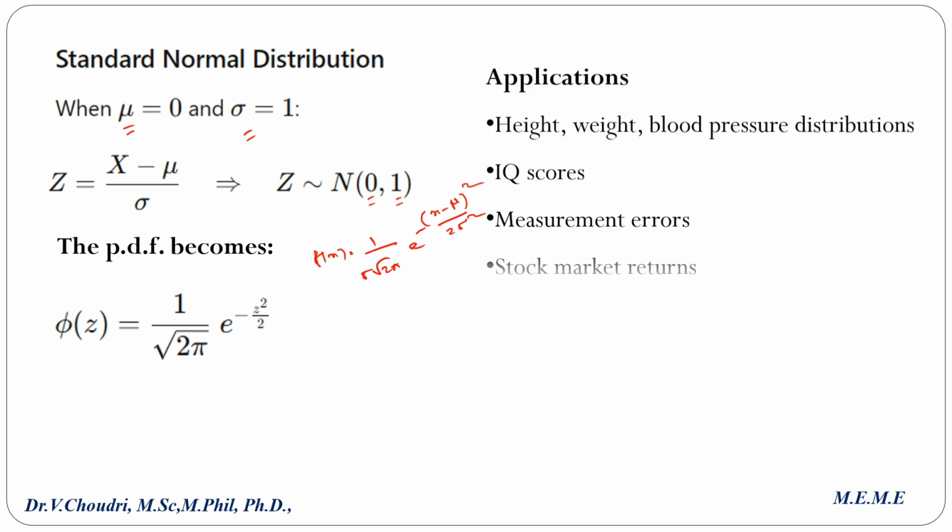Now, what are the applications of the normal distribution? Mostly we use it for height, weight, blood pressure distribution, and IQ scores. Especially it comes under statistical hypothesis, measurement errors, stock market returns, and quality control. Quality control is very important when we start a business. Among these examples, I'm going to take the important one, stock market returns.